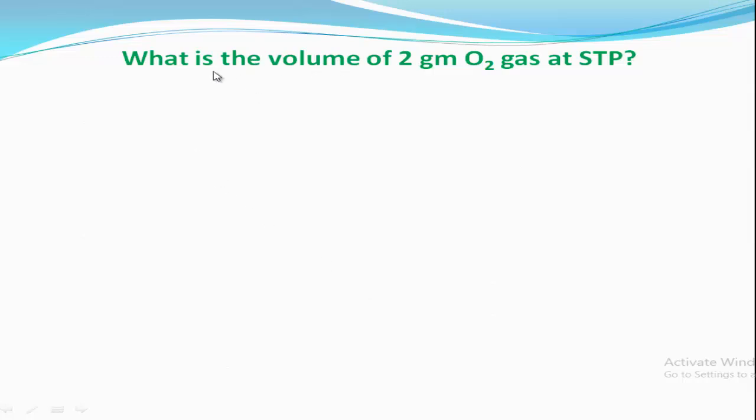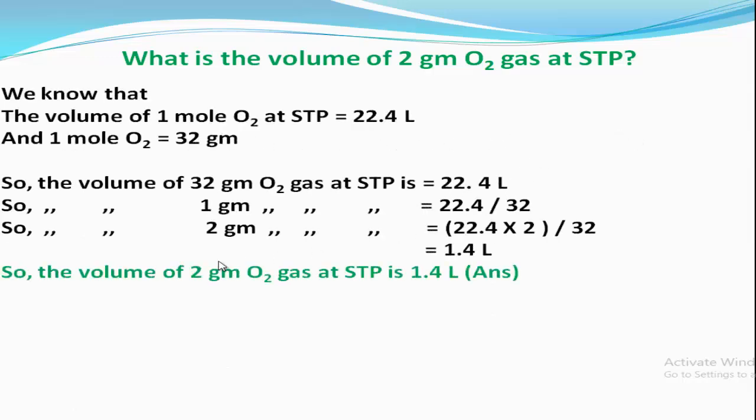Now another problem. What is the volume of 2 gram oxygen at standard temperature and pressure? We know that the volume of 1 mole oxygen is 22.4 liter, and also we know that 1 mole oxygen equals how many gram? Yes, 32 gram. So the volume of 32 gram oxygen is 22.4 liter, and the volume of 1 gram is how many, and the volume of 2 gram we can easily calculate.